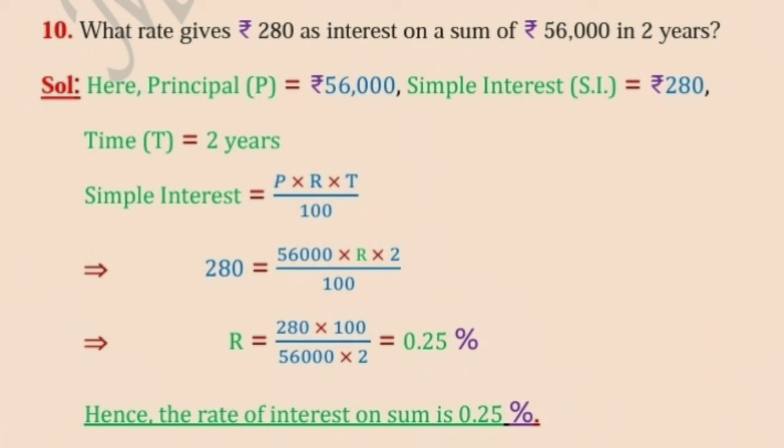Now simple interest is equal to P into R into T upon 100. Substitute all the values. Therefore 280 is equal to 56,000 into R into 2 upon 100. Therefore R is equal to 280 into 100 upon 56,000 into 2. After simplifying this, we will get 0.25%. Hence, the rate of interest on the sum is 0.25%. It's clear, everyone?